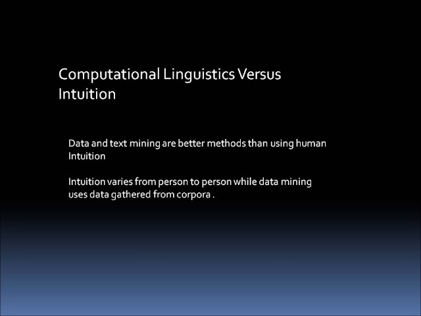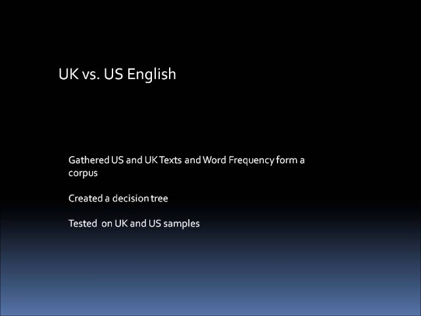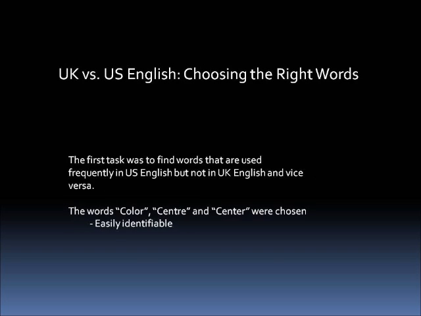Most computational linguistics techniques are preferable to using human intuition because human intuition varies from person to person, while data mining and other computational linguistics techniques are much more reliable and objective. And so in order to test this theory, I decided to get 10 samples of UK English, 10 samples of American English, gather the word frequency for a target word, and then create a rule-based decision tree for that target word, and then test it on the UK and US samples.